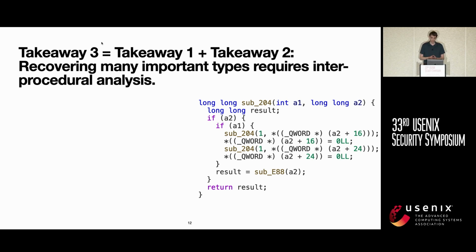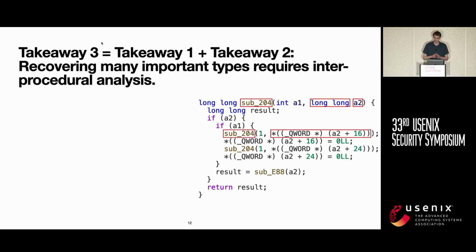The third takeaway is actually a combination of the previous two. Recovering many important types often requires interprocedural analysis. So think of key data structures that are used throughout the program. Let's consider recovering the type of the variable A2. We see it used in this sequence of operations, which, as we noted previously, is a kind of desugared representation of a struct field access operation. So this suggests A2 might be a struct.